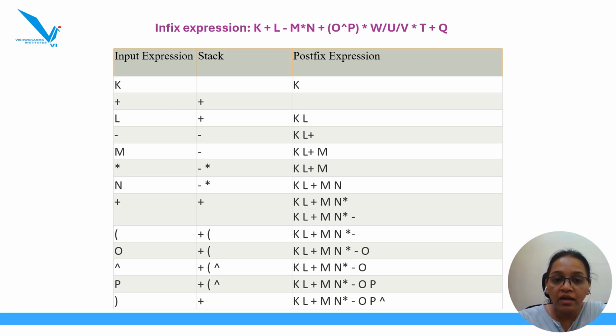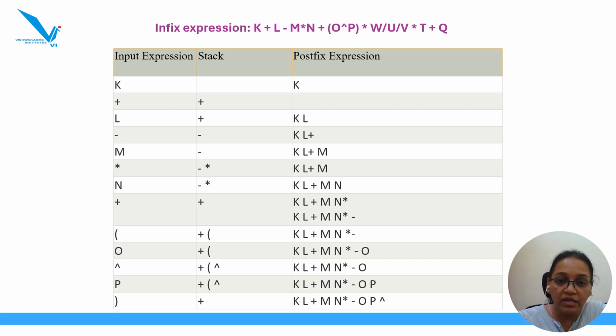Then comes N, directly put N into the postfix expression, after M. Then comes plus. Now check out. Plus is the incoming operator. What is the top of the stack? Multiplication. Now multiplication is higher precedence and plus is of lower precedence. So multiplication will not allow the plus symbol to come and sit on the top of the stack above it. So what you have to do? You have to first pop the star or multiplication and put it onto the expression. Okay. So we have put multiplication onto the expression.